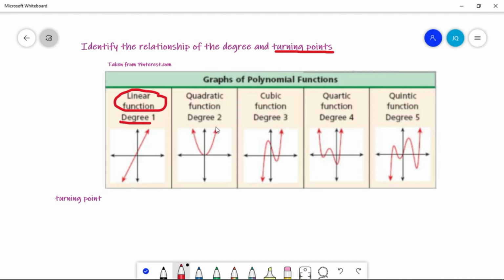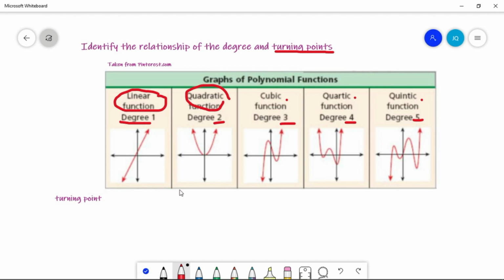If the degree is 2, we call it quadratic function. If the degree is 3, we call it cubic. If the degree is 4, we call it quartic. If the degree is 5, we call it quintic. And if the degree is 6, 7, 8, 9, 10, there's no name for that yet. Okay, so you'll just call it polynomial function as its general name.